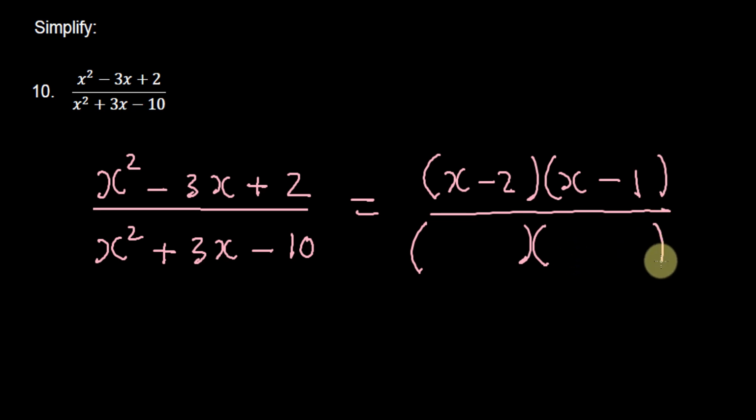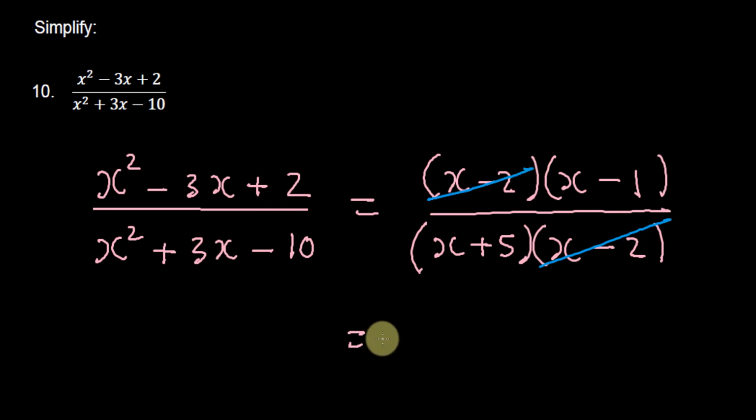Factorizing the denominator, x times x will give us x squared, and we can use factors of 10. Well, the factors of 10 we can use will be 5 and 2. We need positive 3x, so our plus will go here and our minus goes here. Let's check again. X times x is x squared. Positive 5 times negative 2 is negative 10. Positive 5x minus 2x will give us positive 3x. These factors will cancel, and we're left with x minus 1 over x plus 5.